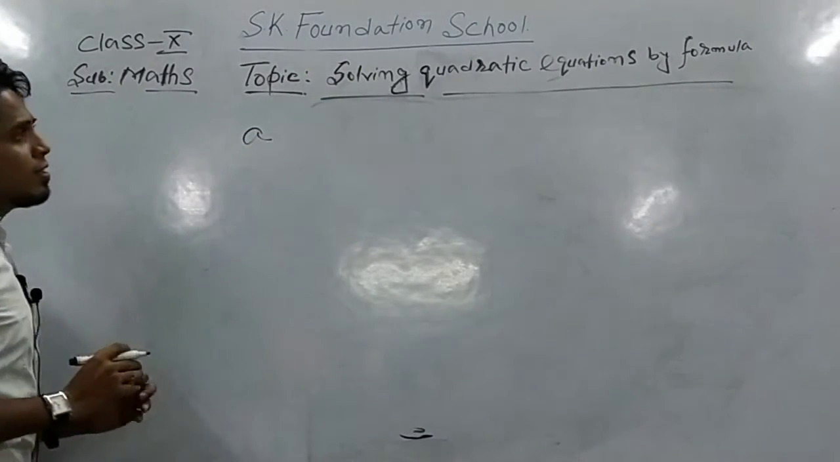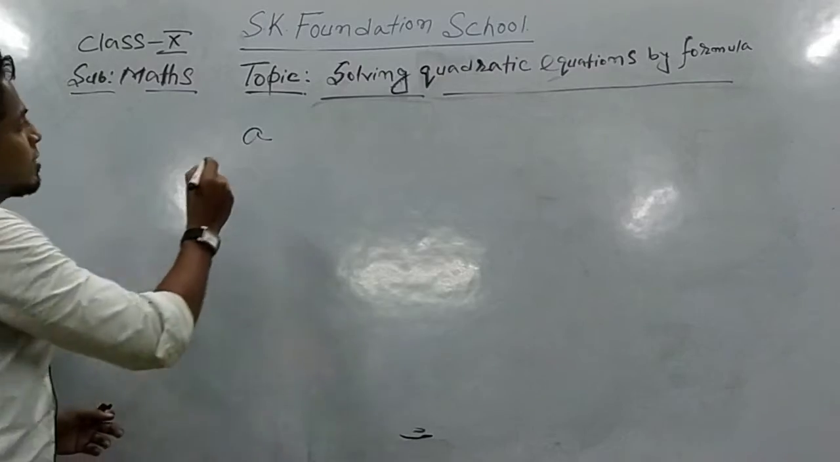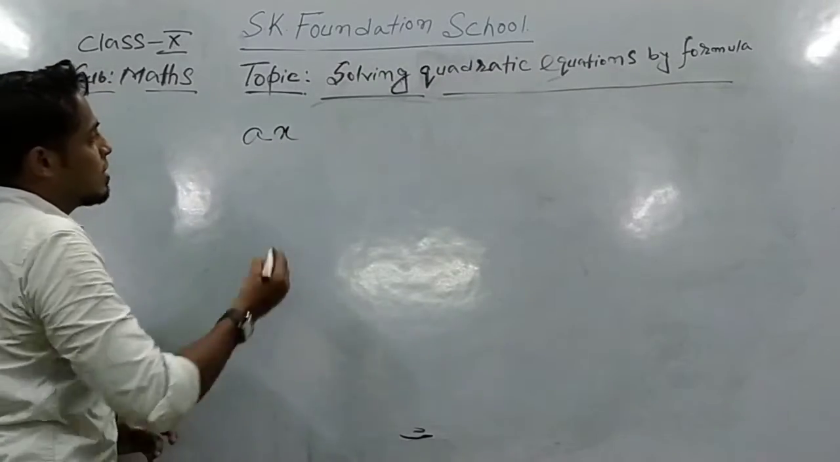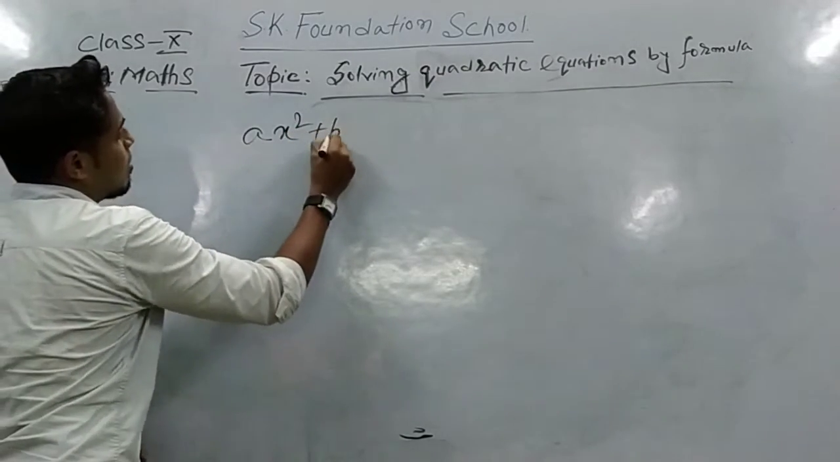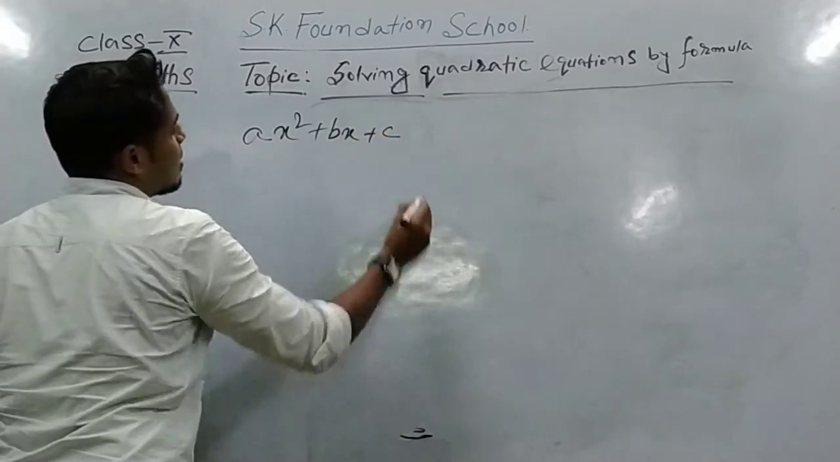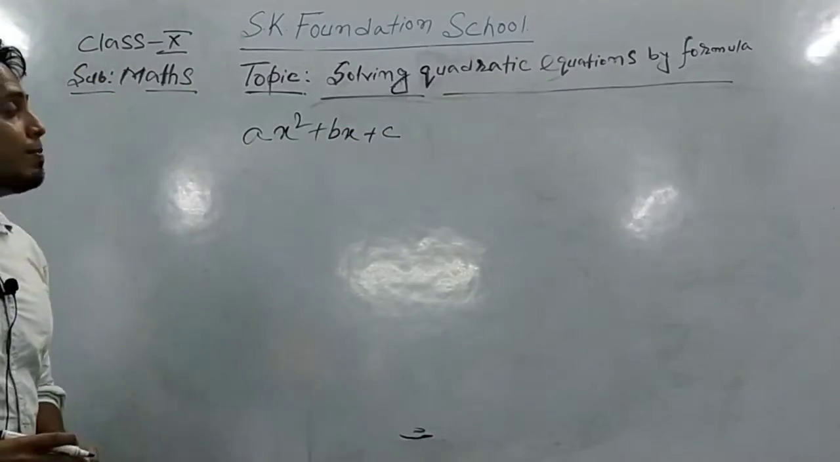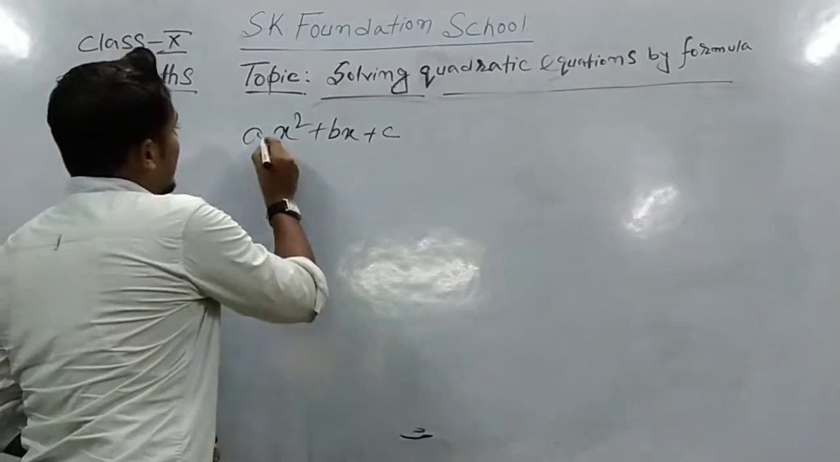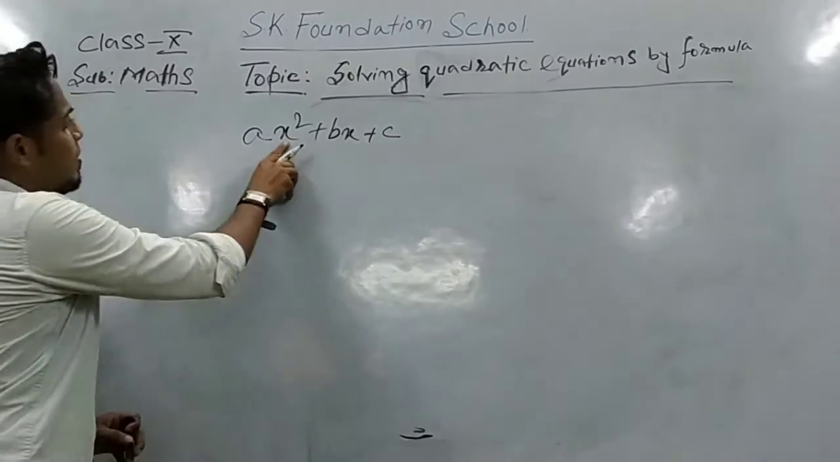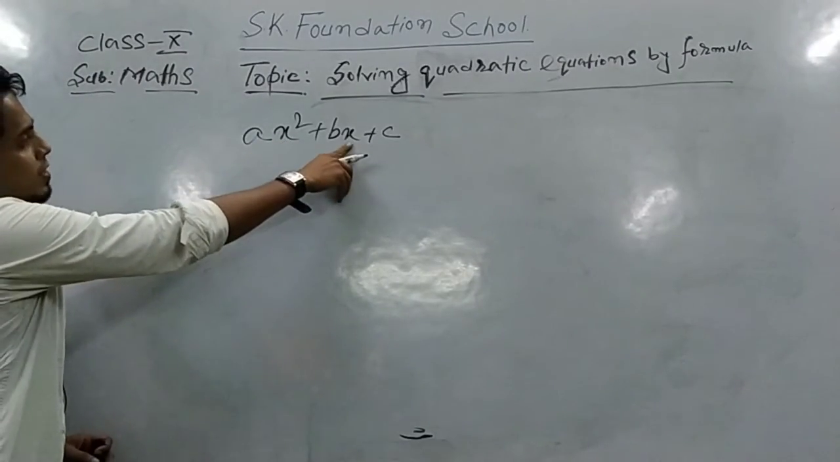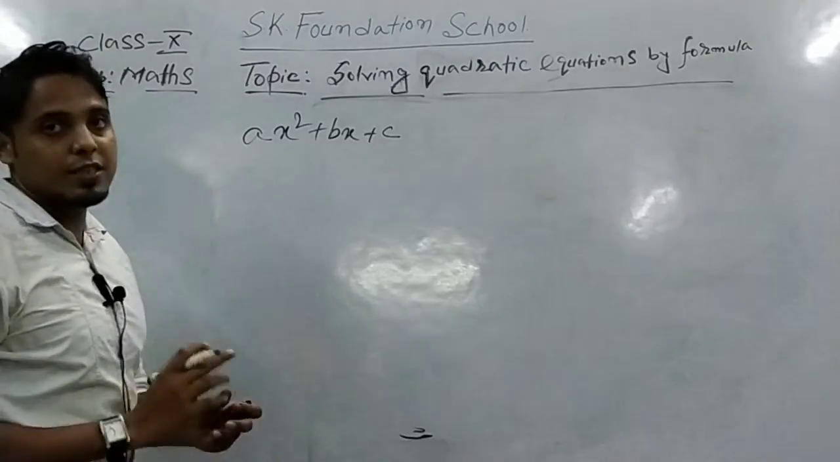When we start quadratic equations, first we write an algebraic expression like this: ax square plus bx plus c. So it is one kind of algebraic expression, right? Here the coefficient of x square is a, the coefficient of x is b, and c is the constant term.